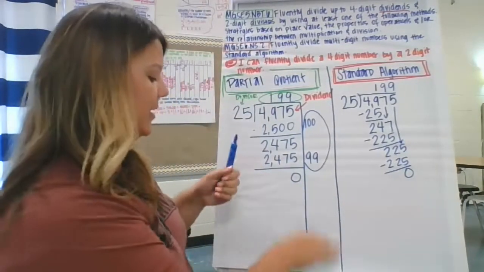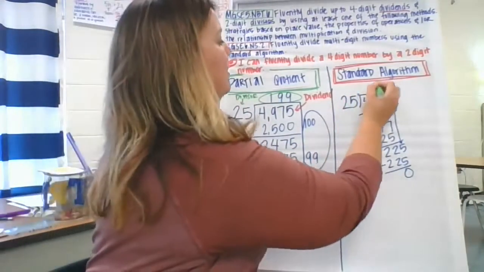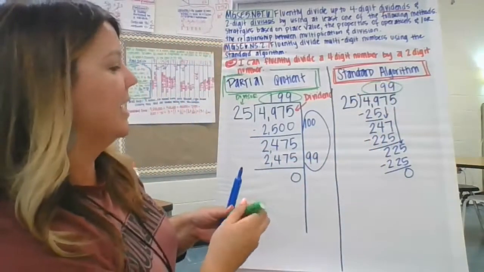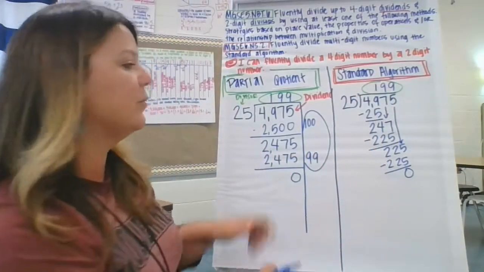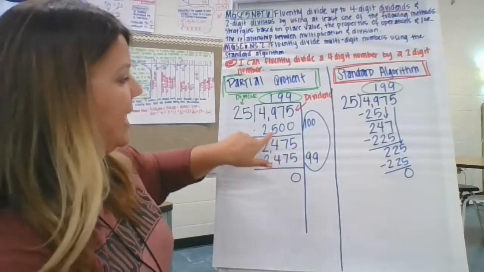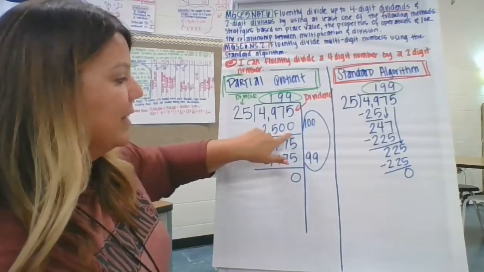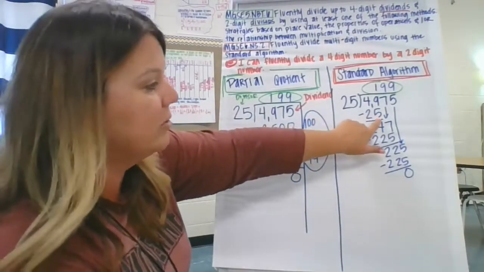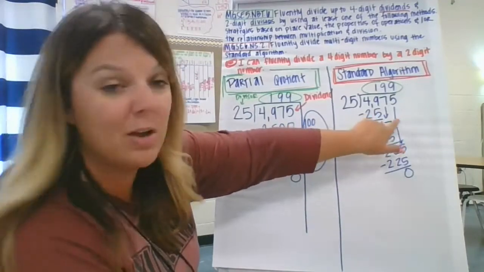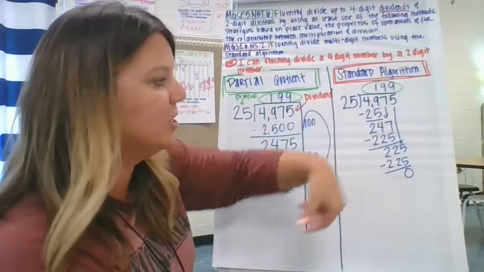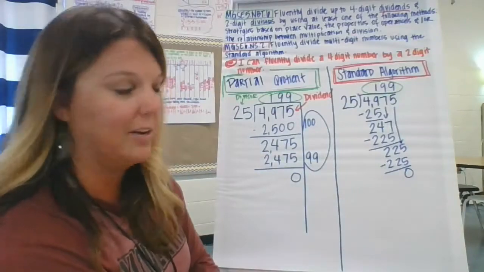So my quotient is now the same for both problems. Notice that the only real difference that you have here is here you got the 25 with both zeros, and here you just have the 25. The zeros are implied, but we just don't have to write them down when we do the standard algorithm.